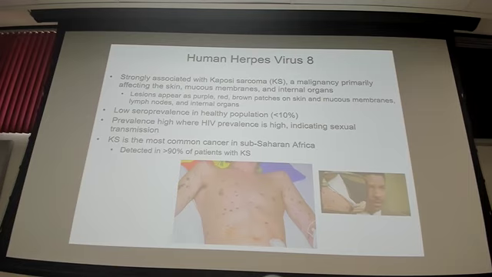Okay. And then lastly, this is the last virus we'll cover today, Kaposi sarcoma herpes virus, KSHV or HHV8. This is another oncogenic virus like EBV that we talked about that had the association with lymphomas. This is more associated with a skin malignancy. So sarcomas affect the skin, mucous membranes, and internal organs.